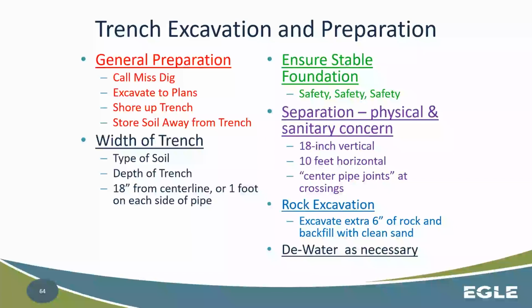Separation, whether that's physical and sanitary concerns there. 18-inch on vertical. So if you're having those water main crossings with something else, making sure there's at least an 18-inch vertical separation there, and then 10 feet horizontally from whatever the utilities are. Okay. And then centered pipe joints at crossing. So what that's basically saying is if you're going through a crossing section with, say, a sanitary sewer or something like that, making sure that those joints are as far away from that crossing as possible. So you're trying to center that out.